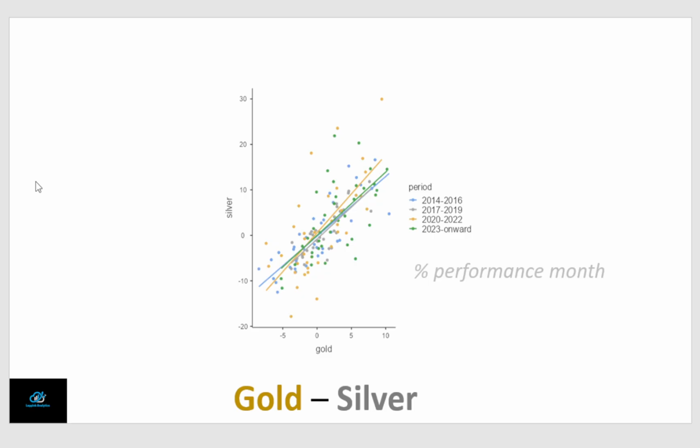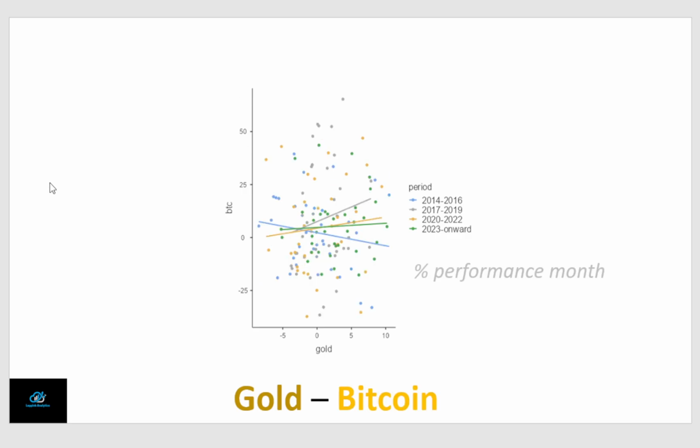And you see, well, there appears to be a consistent positive relation between gold and silver, meaning in months where gold underperforms, silver also tends to underperform, and in months where gold outperforms, silver also tends to outperform. Consistent positive relations. Okay, so how does it look for gold versus Bitcoin?